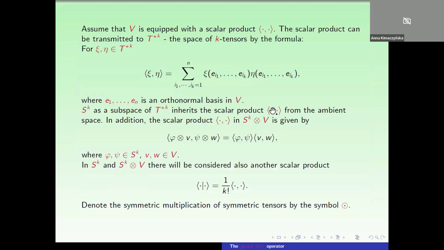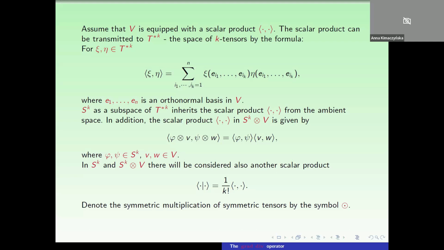Assume that V is equipped with a scalar product. The scalar product can be transmitted to T*k, to the space of k-tensors, by the formula, where e_1 to e_n is an orthonormal basis in V. Sk, as a subspace of T*k, inherits the scalar product from the ambient space.